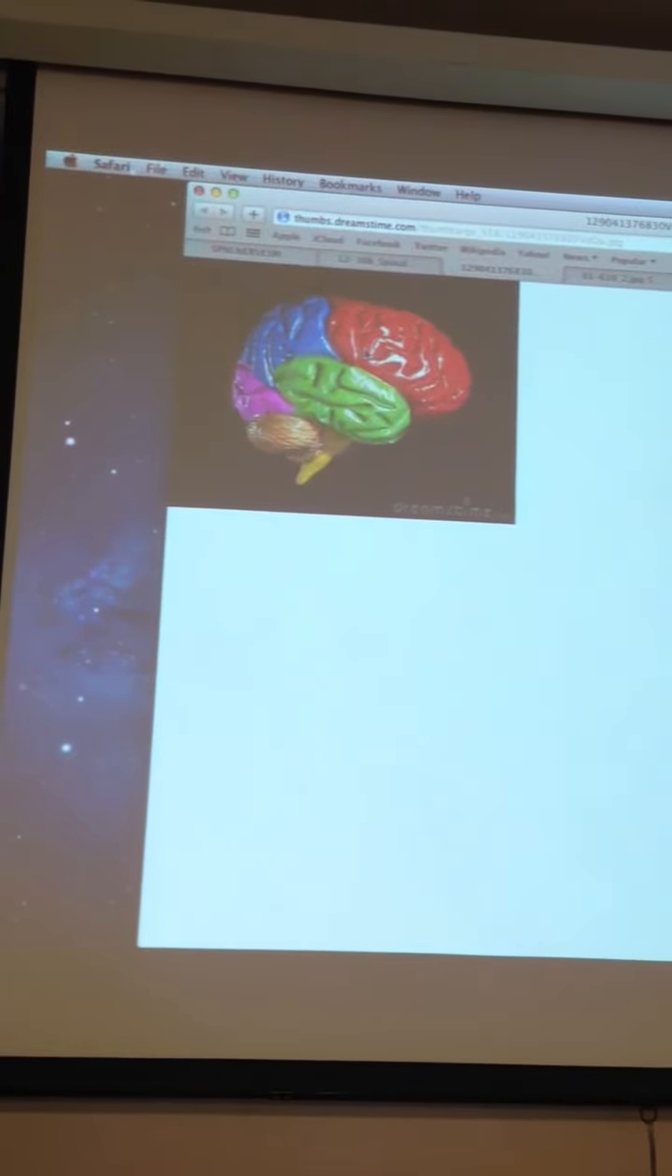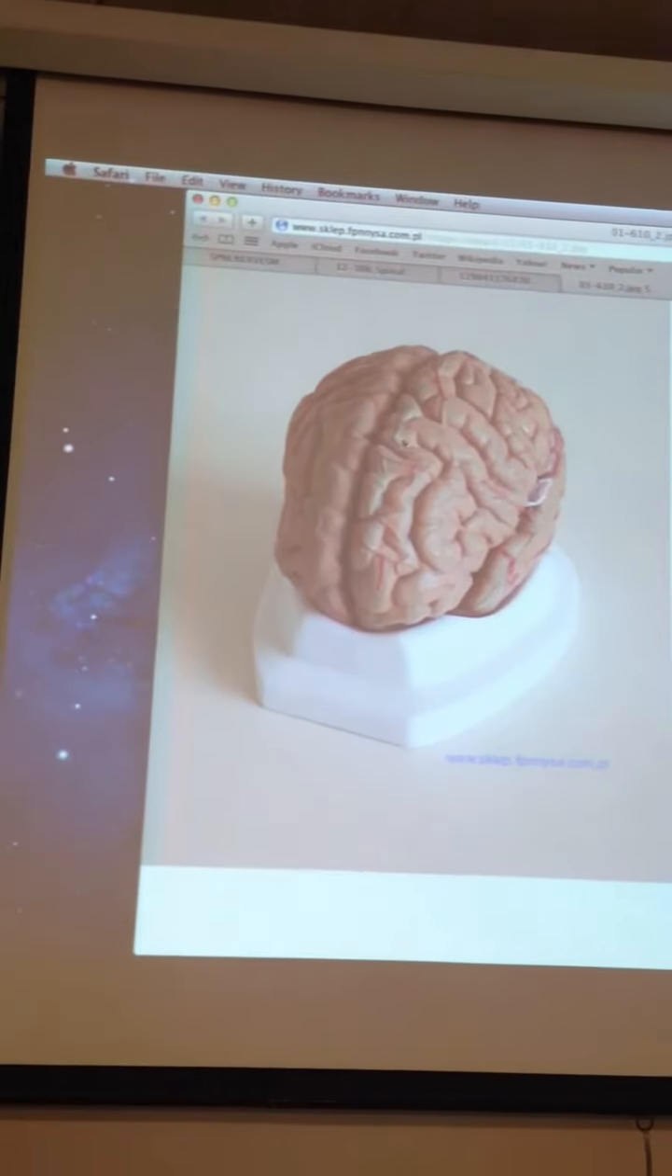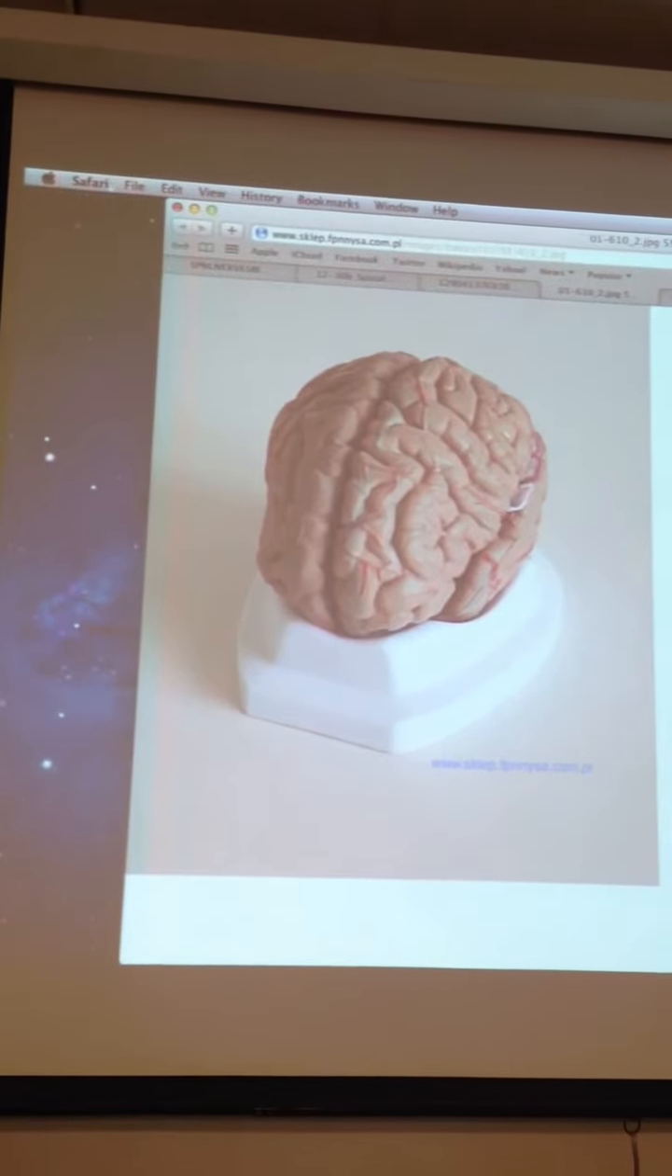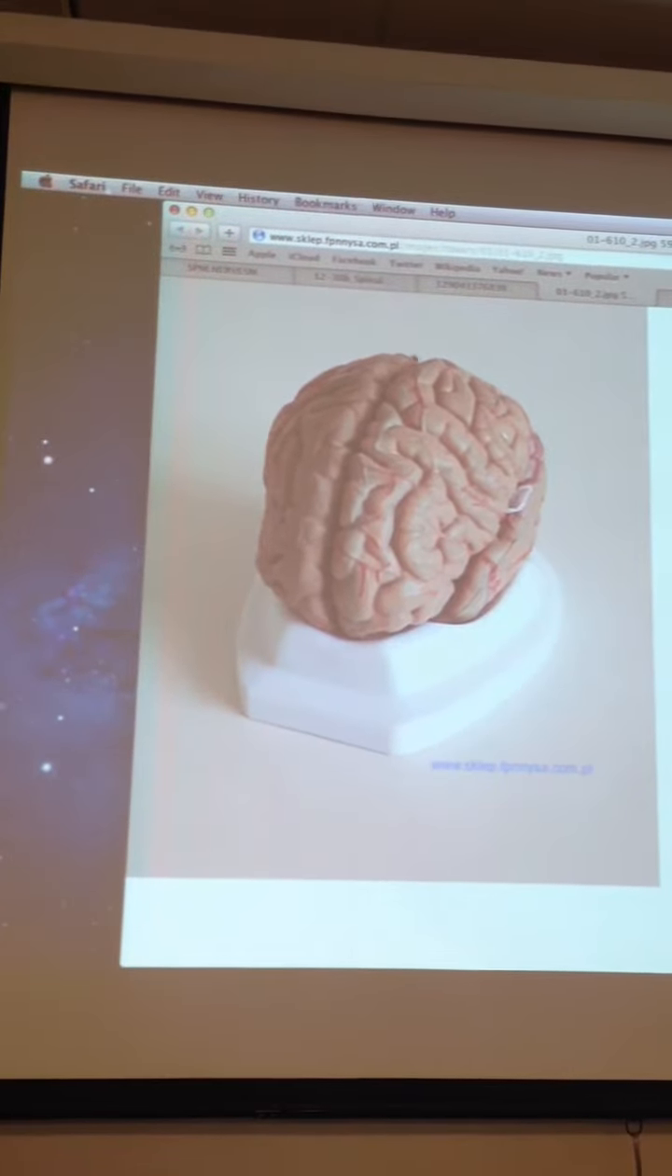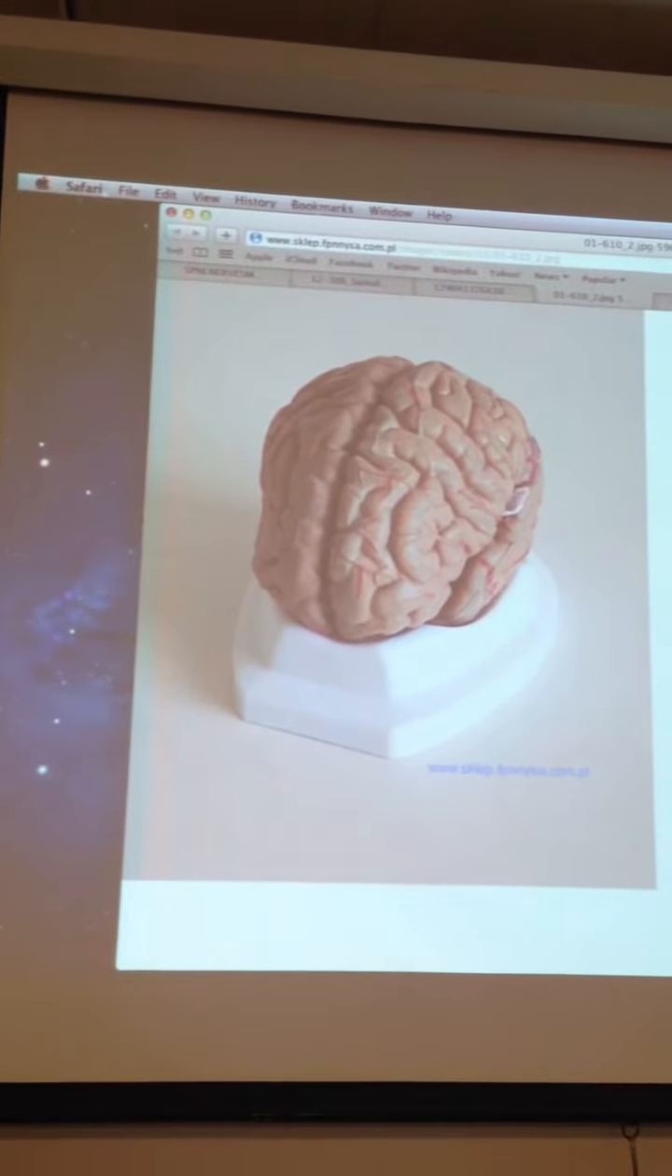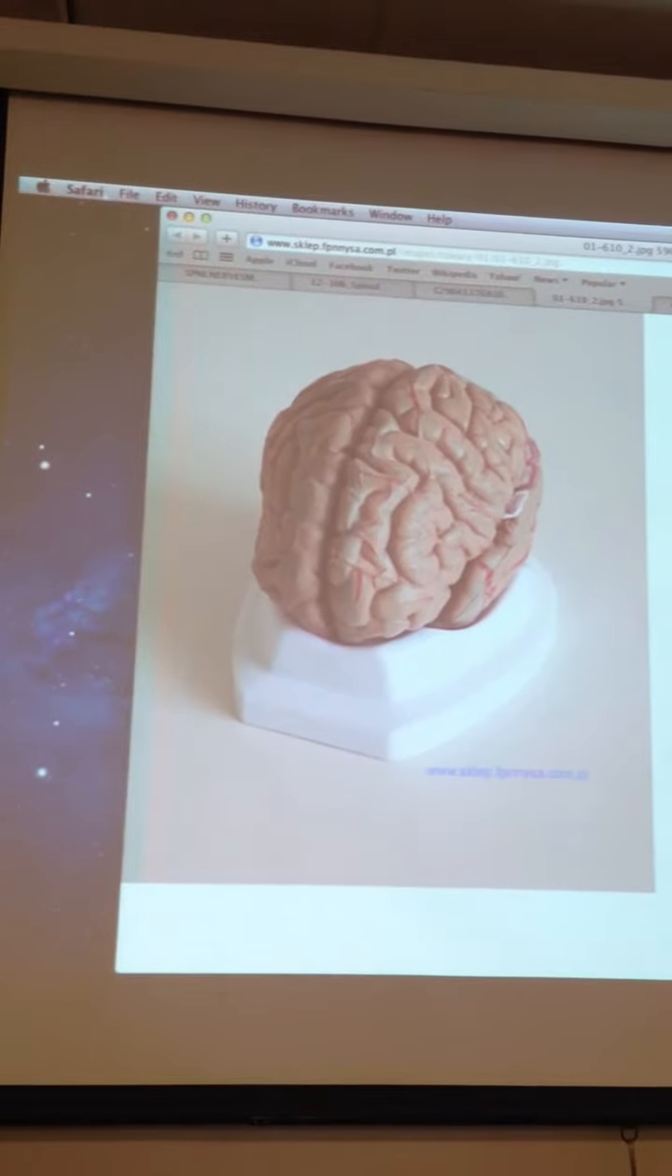So we'll start with the longitudinal fissure, and that will actually go here. The brain's made up of two hemispheres. The longitudinal fissure splits the two hemispheres, so it's the one that runs longitudinally, right down the middle.